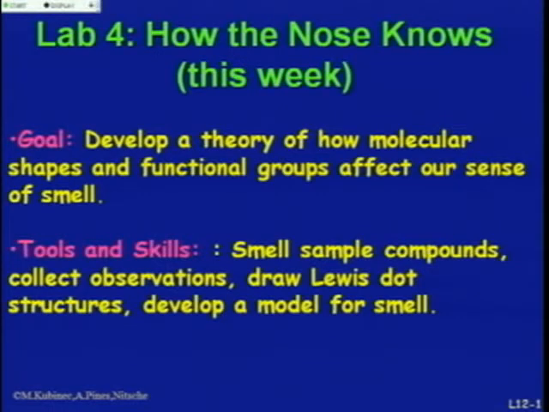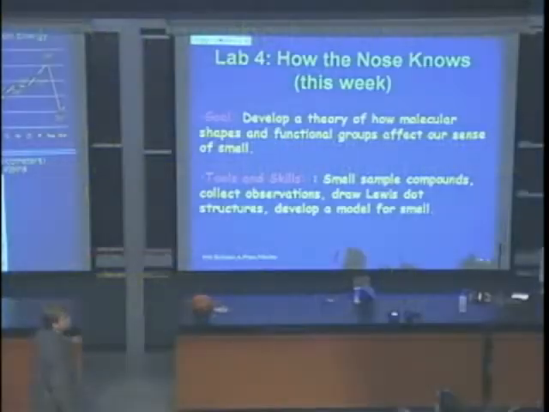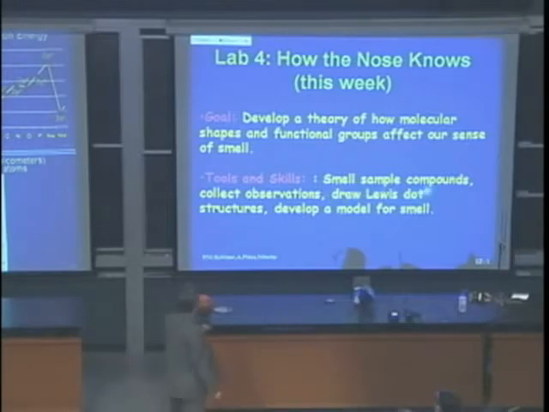This week in the lab is How the Nose Knows, and you develop a theory of how molecular shapes and functional groups affect your sense of smell. That's going to be an interesting experiment. Some of you have done this already. Some of you will do this. So you smell sample compounds. I hope they smell well. Collect observations, so you think and write something down. Draw Lewis dot structures. That's what we're going to talk about today. And develop a model for smell. I can't help you with that. All right, so good luck with your lab this week. It's related to what we do here.